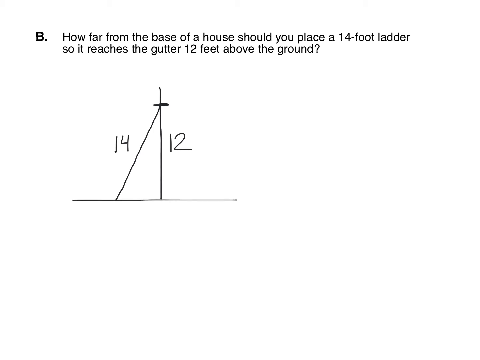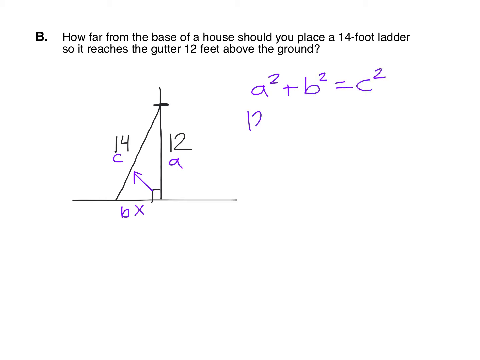So there's the ground. Assume that the house is perpendicular to the ground, so it does make a right triangle. We're looking for this piece right here. So we have a right triangle that we can now solve with the Pythagorean theorem. The hypotenuse is the length of the ladder, 14. The A and the B are my 12 and my unknown. So we have for the Pythagorean theorem, A squared plus B squared equals C squared.